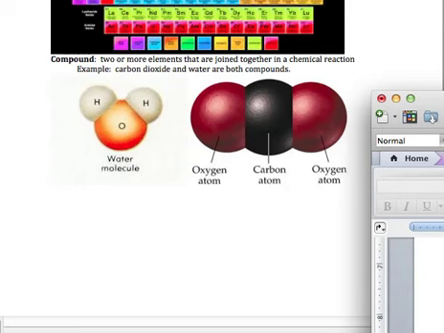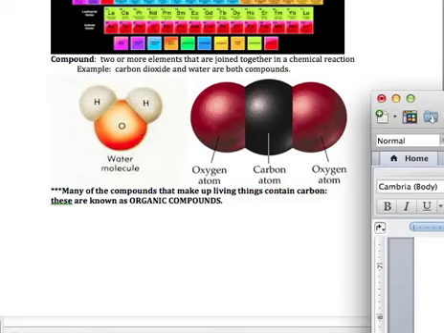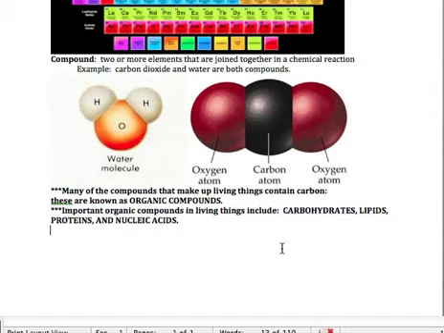Many compounds that make up living things contain carbon, and they're known as organic compounds. Now, at the very beginning of the year, we talked about what an organism is. Remember, an organism is a living thing. So the word organic comes from the word organism. So organic compounds are going to be found in living things, are going to be found in organisms. And some very important organic compounds that are found in living things include carbohydrates, lipids, proteins, and nucleic acids.